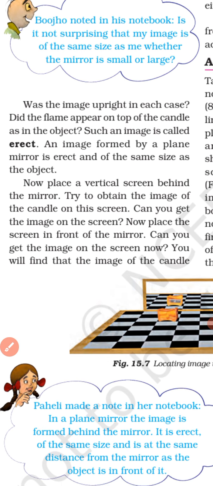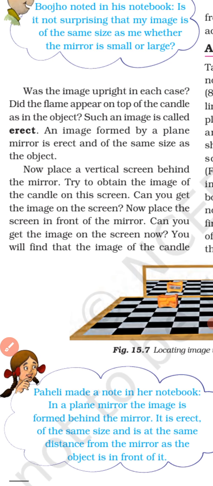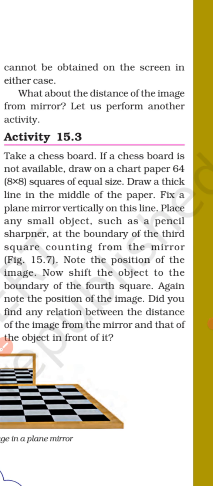Now place a vertical screen behind the mirror. Try to obtain the image of the candle on this screen. Can you get the image on the screen? Now place the screen in front of the mirror. Can you get the image on the screen now? You will find that the image of the candle cannot be obtained on the screen in either case.